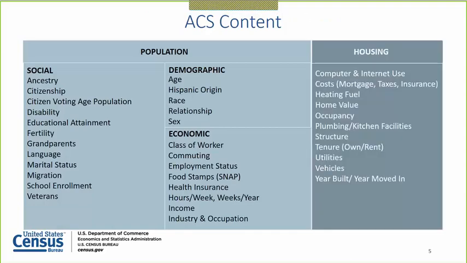In terms of content for the American Community Survey, it can be grouped into 4 main types of characteristics. We've got our social, our economic, our housing, and our demographic. Local, state, and tribal governments, as well as federal agencies, use this data to help with their planning for programs and eligibility criteria, and to encourage people to participate in various programs.